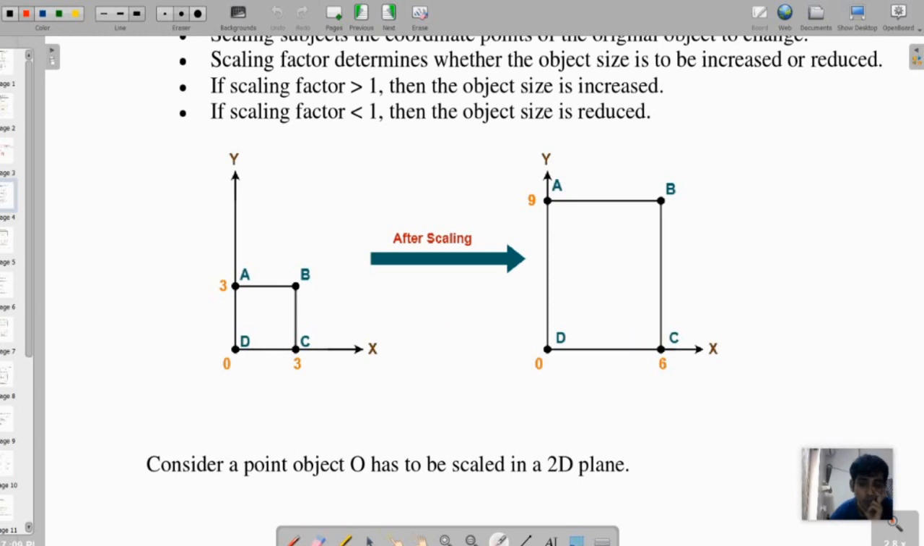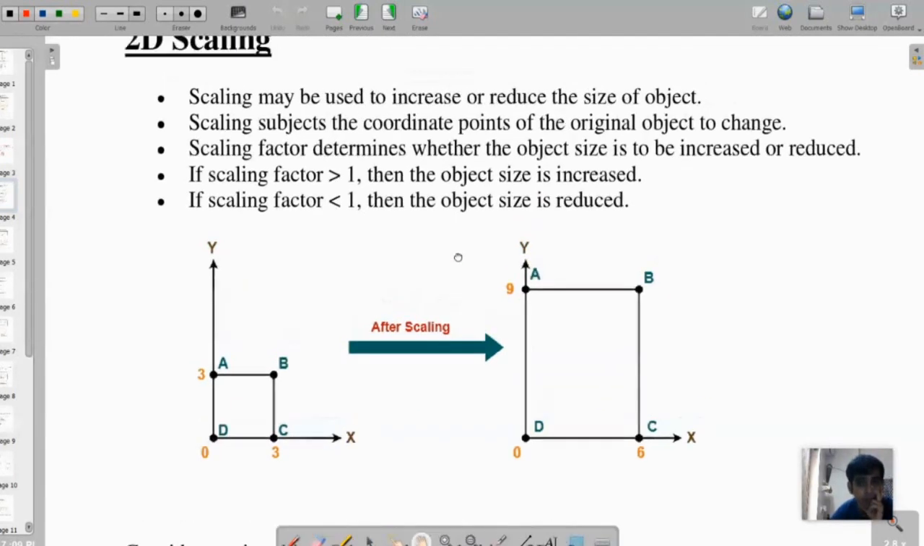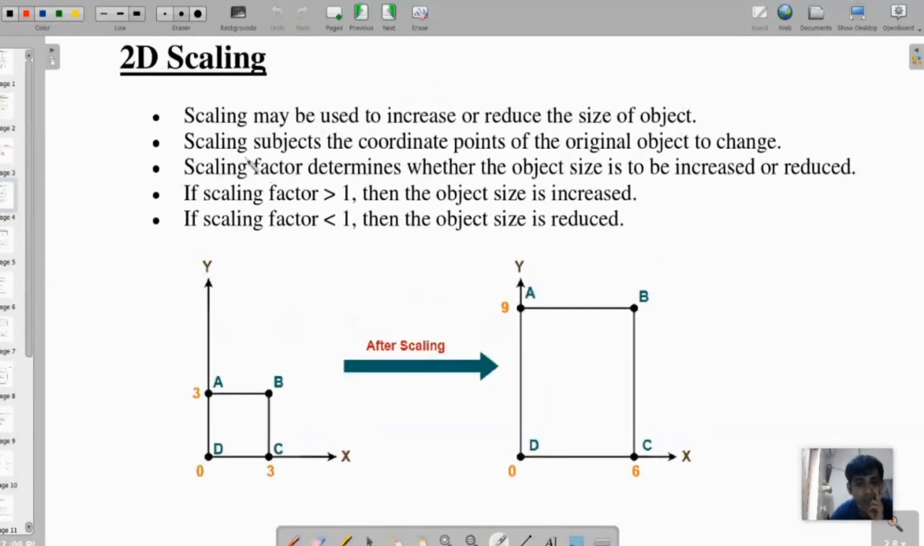So, what are the properties of scaling? Scaling may be used to increase or reduce the size of an object. You can see in the example that the size of the object, in this case the polygon ABCD, has been increased. Scaling causes the coordinate points of the original object to change.